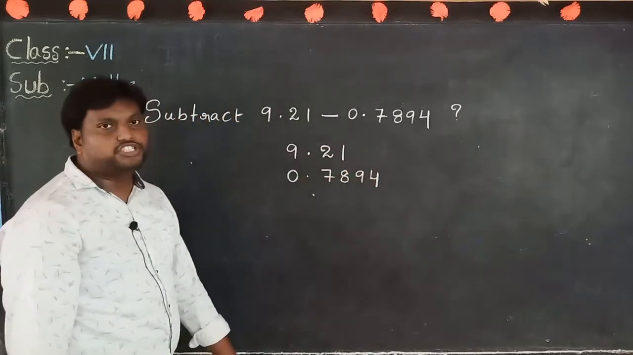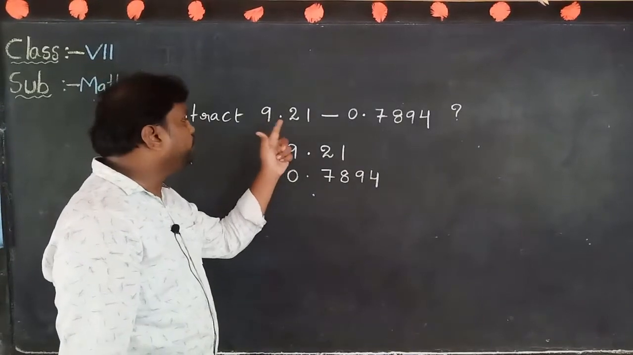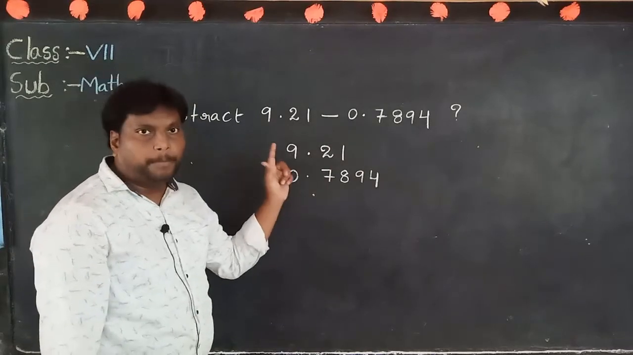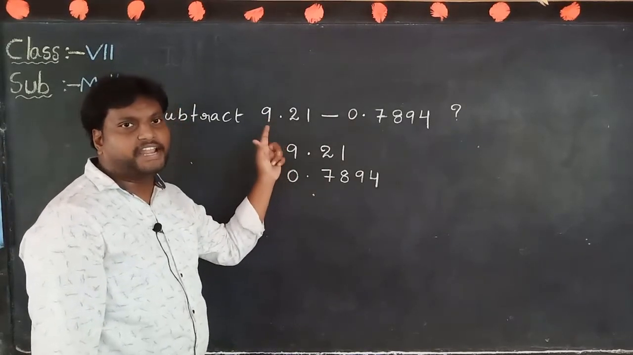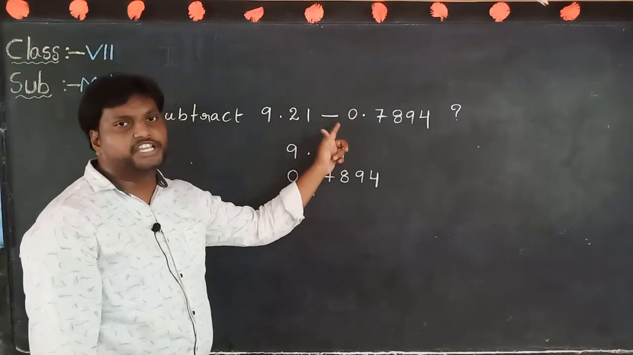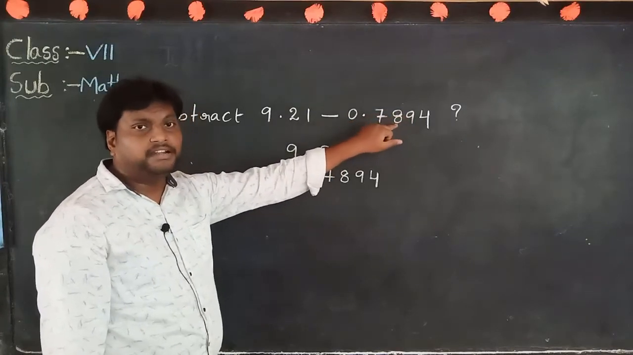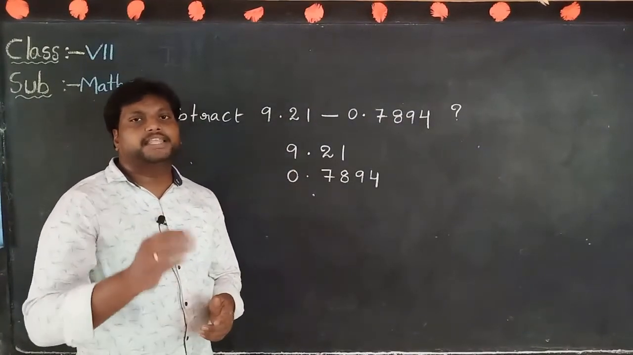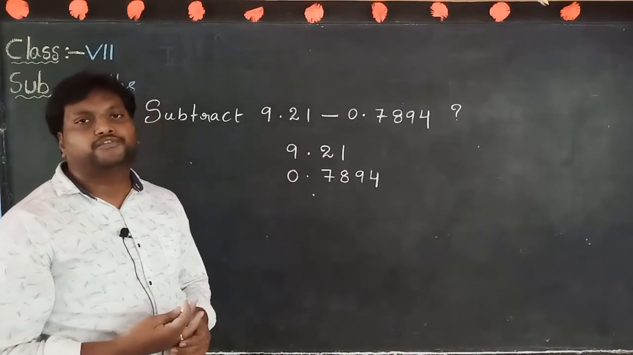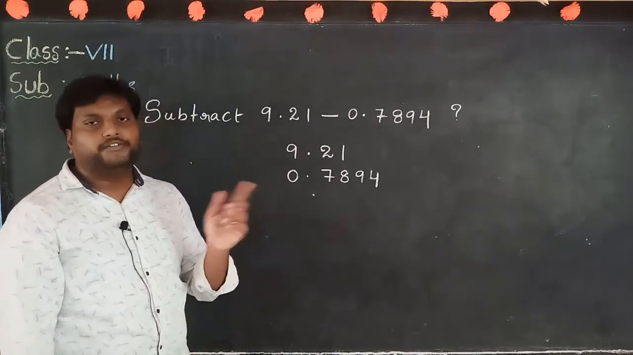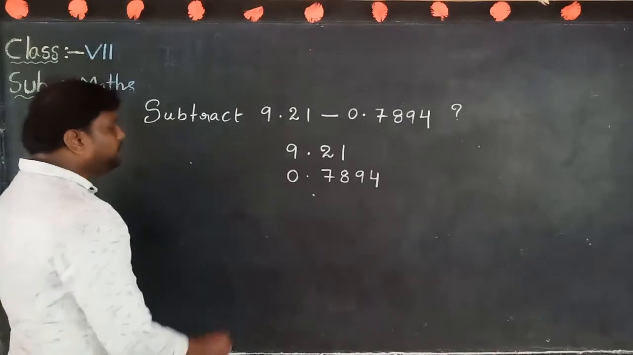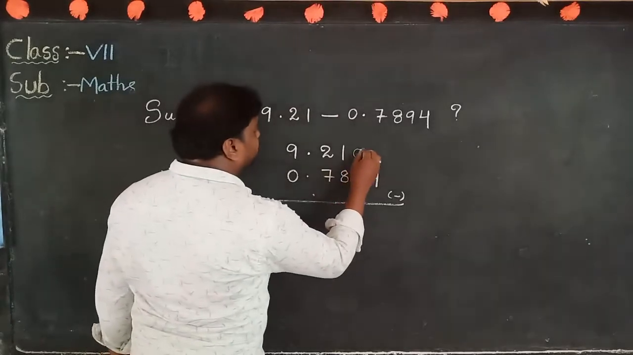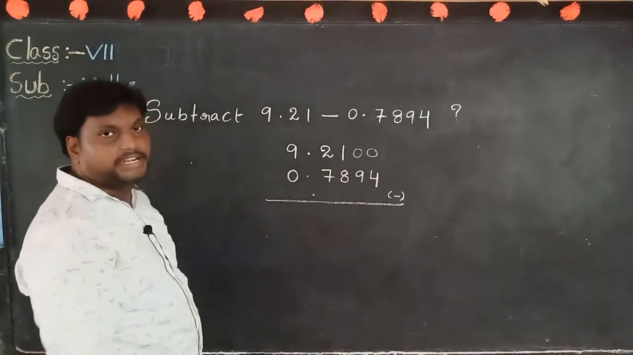And 0.7894. First of all, you have to check whether subtraction is possible or not. 9.21 is more than 0.7894, because in the whole part the first value is 9, while in the second the whole part is 0. Here the number of digits is more, but we have to check the whole part first. If the whole parts are equal, then we check the first place after the point, the tenths place. Now we have to subtract. If there are no values, we can take zeros, because zeros after the point are not a problem.